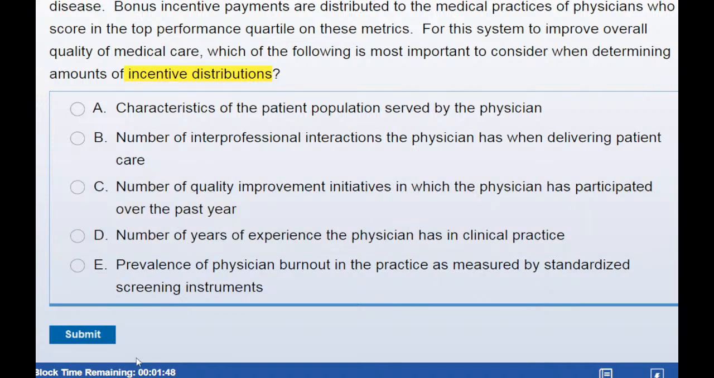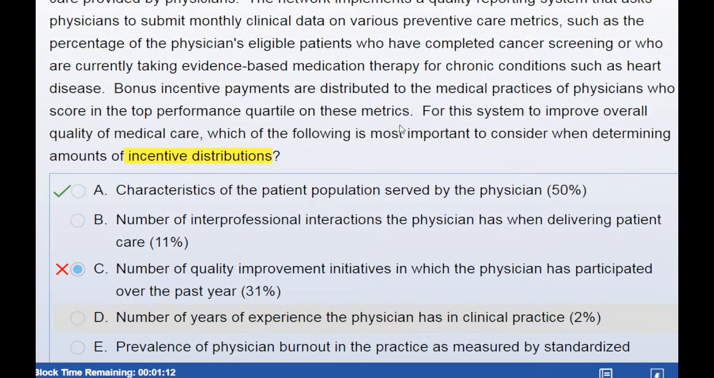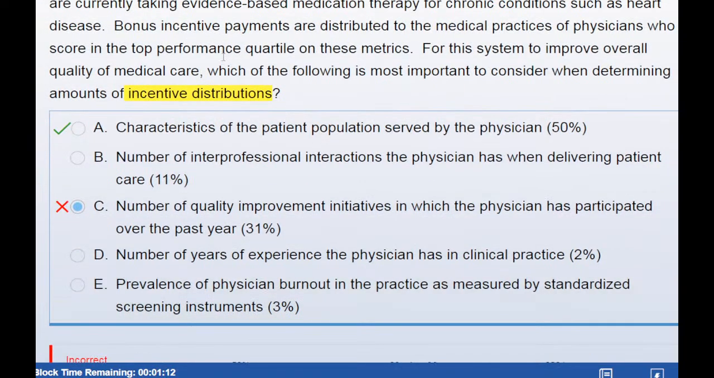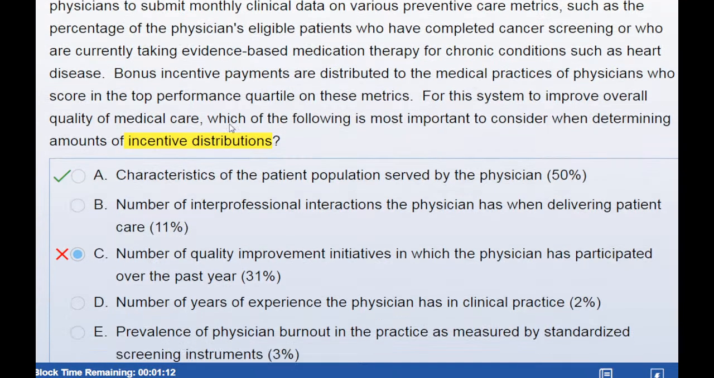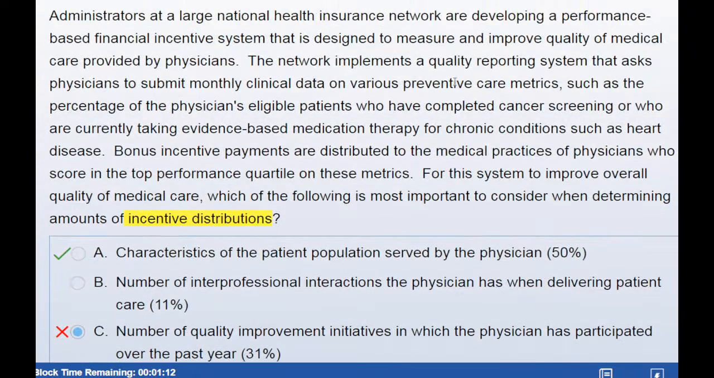I'm gonna pick one real quick, because A. Characteristics of the patient population served by the physician. And I have three more questions left, so I have one minute. I'm gonna finish those three questions in seconds. So what they're asking is, let's read it again. Let's see what they want us to learn.